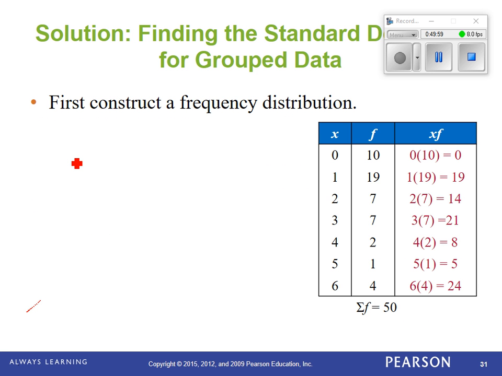First, construct a frequency distribution. So we have our frequency distribution here, 0, 1, 2, 3, all the way up to 6. There were 10 of those, 19 of those, 7, 7, 2, 1, and so on. Then what we have to make, and this is where the chart starts to get a little longer, is X, your frequencies, and then you take X times F.